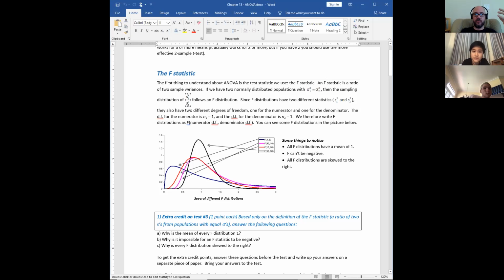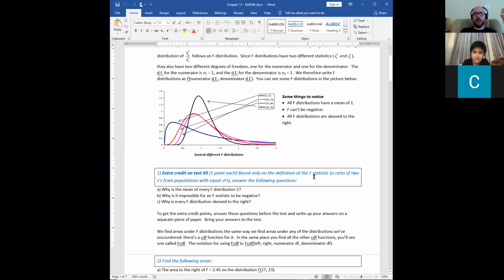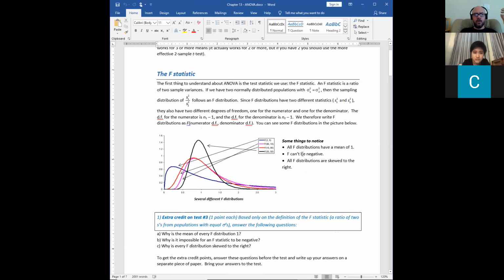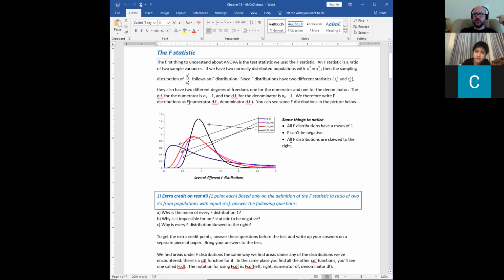It's not all the possible values, right? Certainly you could have S1 much bigger than S2 if you're over on this side of the picture, or S1 smaller than S2 if you're over here. But on average, it's usually going to come out to around 1, which means that the mean of all the F distributions is 1. I'll let you explain that in your own words down here. A couple other things: F can't be negative, and F distributions are all skewed to the right.